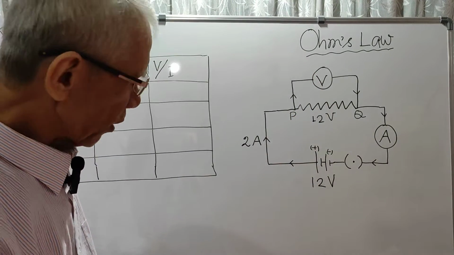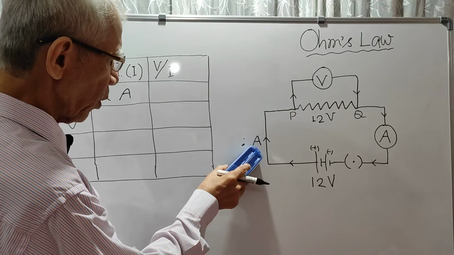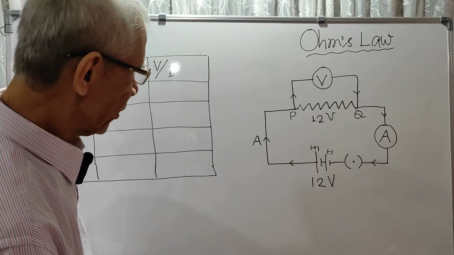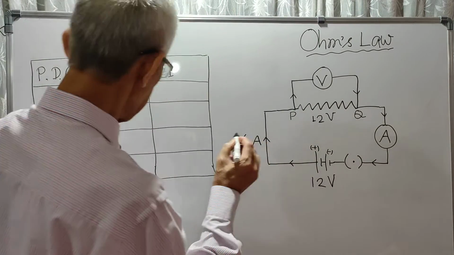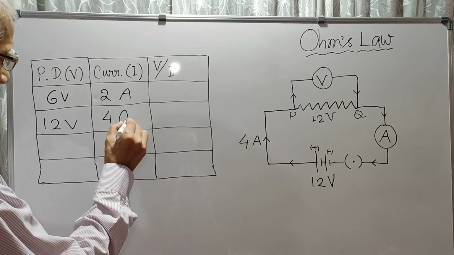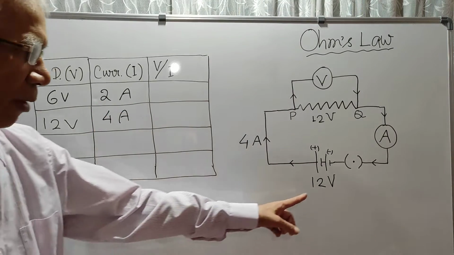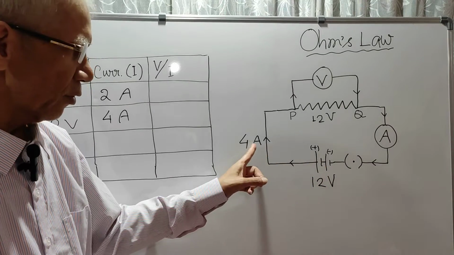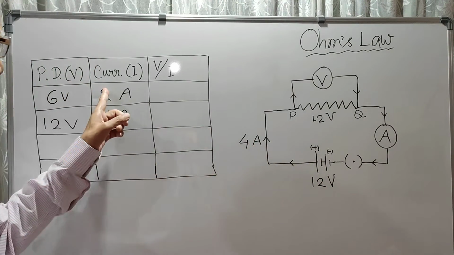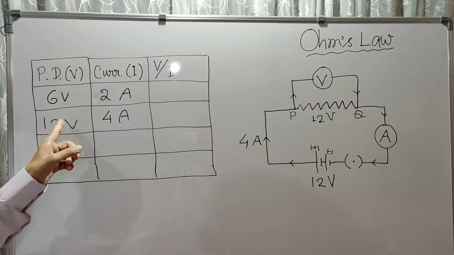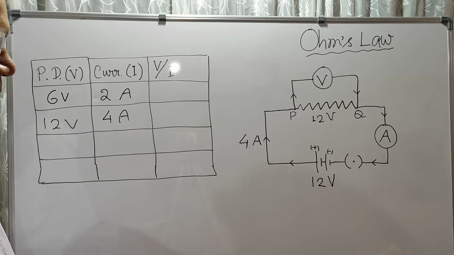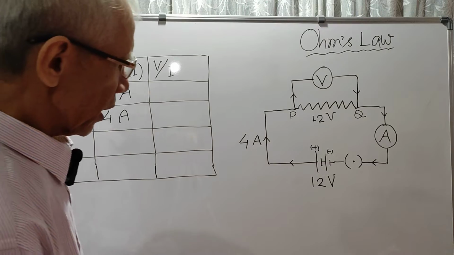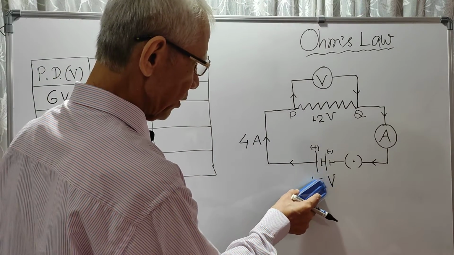All right. Now the ammeter will show what? The ammeter will show 4 ampere. So 4 ampere. Because you have doubled the potential difference of the battery, the current will also be doubled. Previously it was 2, now it will be doubled, because this is double, so this will also be double. All right. Now next we use three batteries.